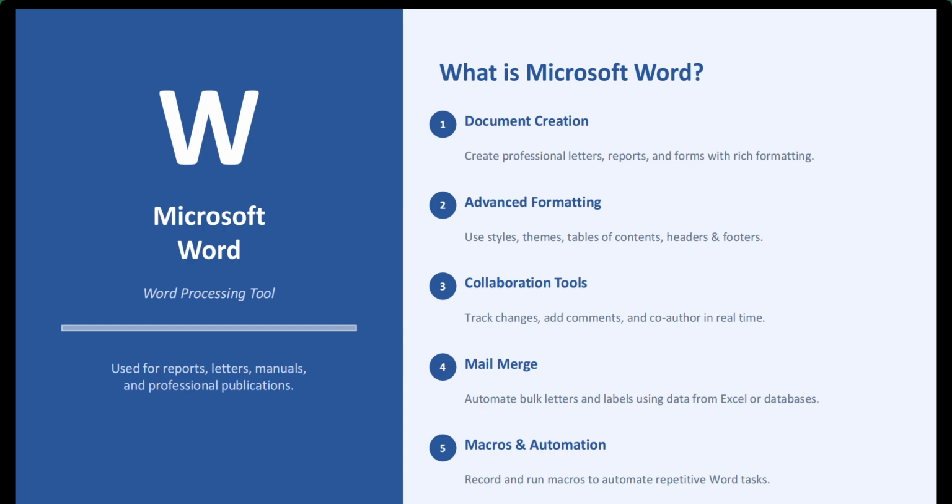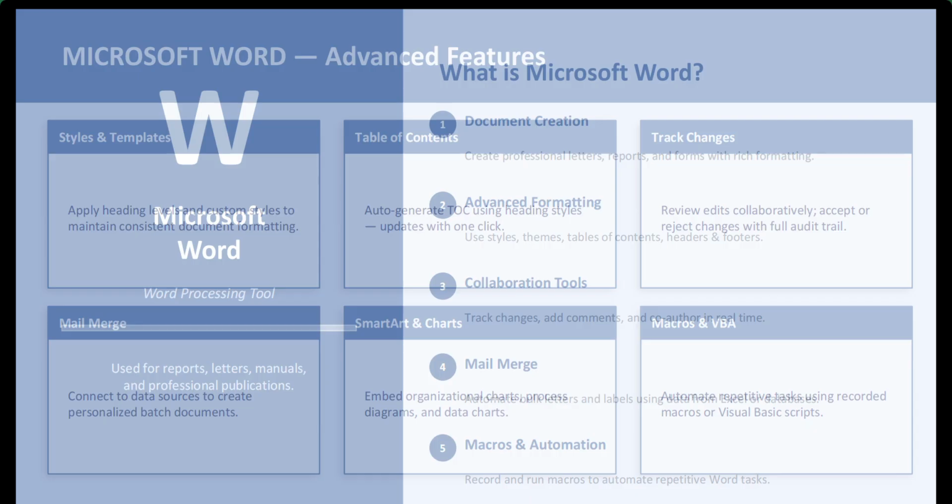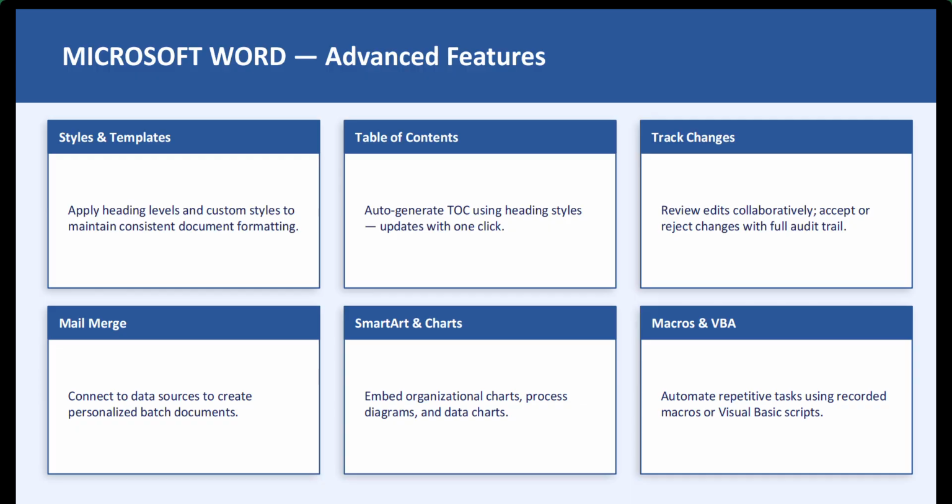We also have collaboration tools. It's also used for mail merge, and it also has macros and automation. So let me walk you through it: styles and templates, table of contents, track changes, mail merge, SmartArt and charts, macros and VBA. So basically, these are the advanced features of Microsoft Word.